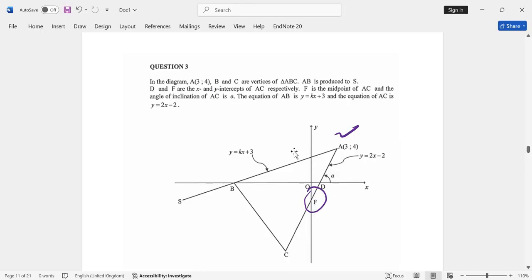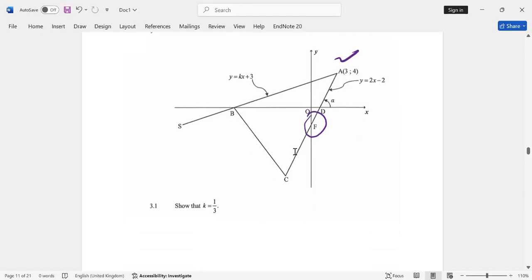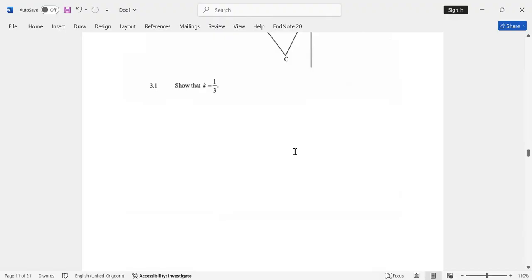Okay. So the first question is question number 3.1. Show that k equals to 1 by 3. Okay, so the given information is that we have the points A, we have the line AB, line AC, and point D, and point F. Okay, so we have to show the k equals to 1 by 3. Okay, let's solve this question.